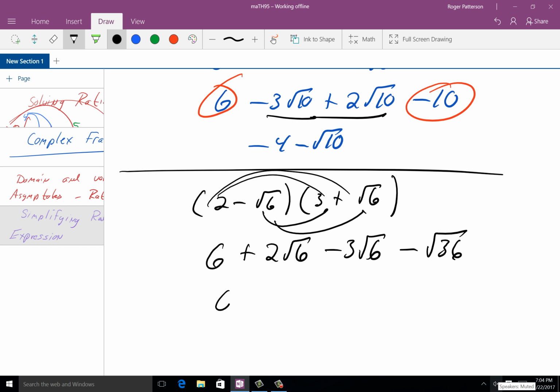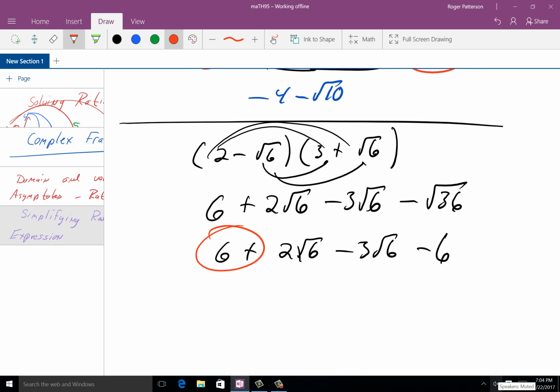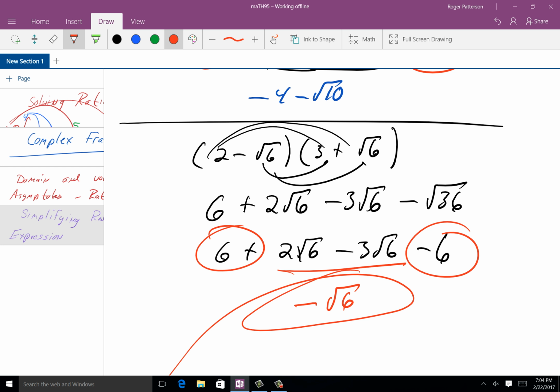Right, so now we have 6 plus 2 square roots of 6 minus 3 square roots of 6 minus 6. So now we're combining our like terms, right? Oh, look at that. They cancel out. What are we left with? Negative square root of 6. Yep.